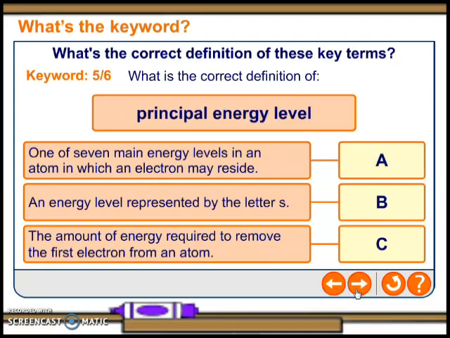Number 5. What is the correct definition of principal energy level? Letter A. One of the 7 main energy levels in an atom in which an electron may reside. B. An energy level represented by letter S. Or letter C. The amount of energy required to remove the first electron from an atom. And the correct answer is letter A.